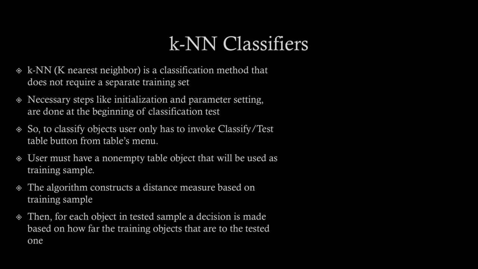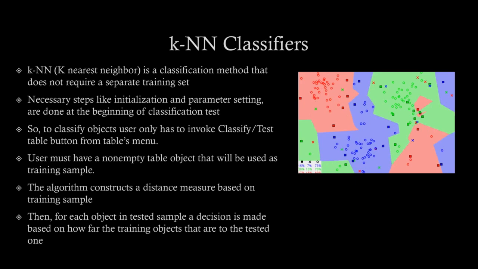The algorithm constructs a distance measure based on a training sample. Then, for each object in the tested sample, a decision is made based on how far the training object is from the tested one. This is a visualization of what a KNN classifier is. Here you can see the test sample is divided into many clusters, and this is based on the training sample, and essentially how far the tested sample is from the training sample.